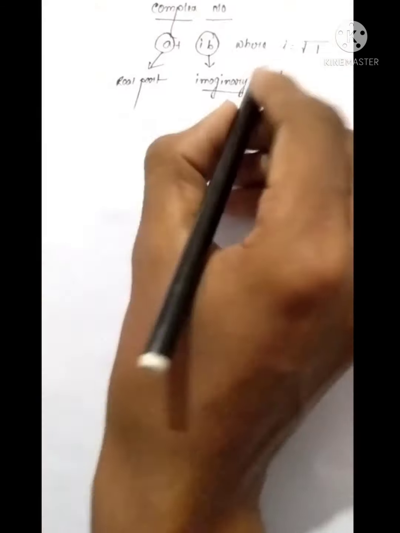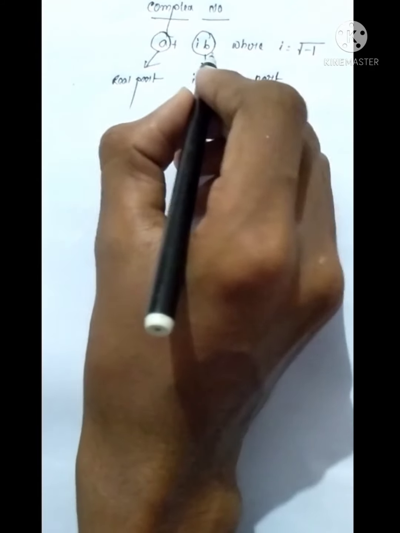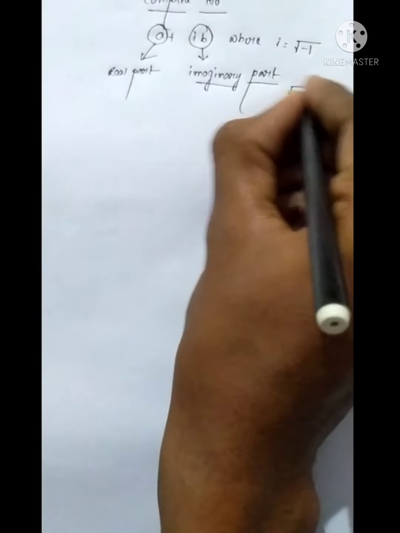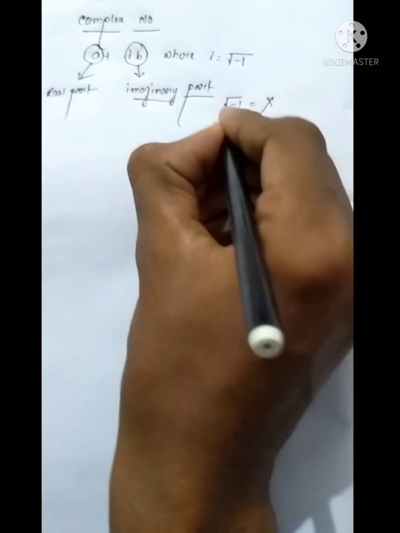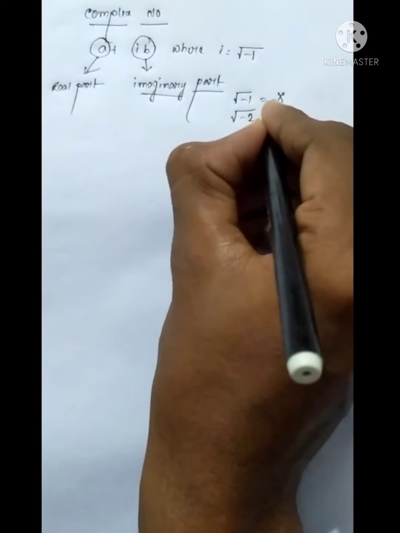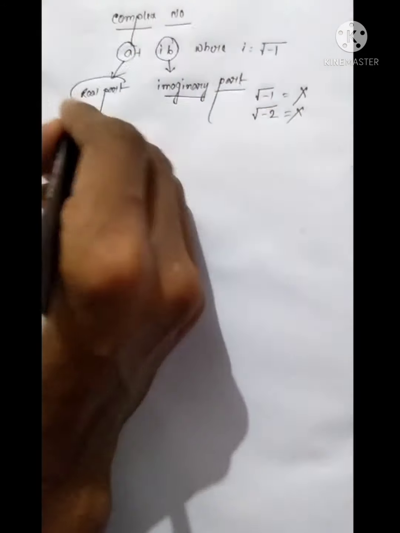Why is it called imaginary part? Look, this part involves ib, where i is equal to root over -1. You don't know the value of root over -1. That's why it's called imaginary part. Today we will discuss in detail about the real part. Let's start. Real part.